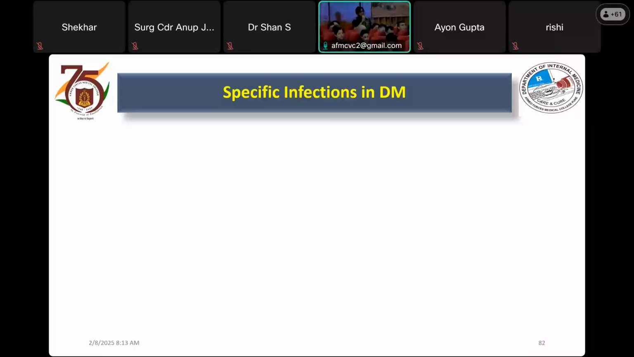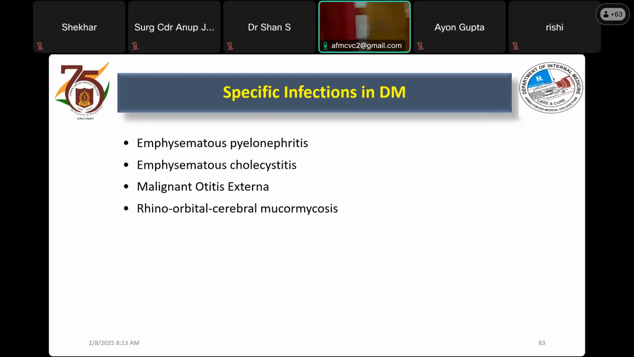Like furunculosis or folliculitis. They are also prone to oral candidiasis as well as esophageal candidiasis. And coming to the genitourinary tract, they are more prone to UTI as well as pyelonephritis, renal abscess, and systemic sepsis. So basically, as we said, any infections are common in diabetes, but the specific infections we're looking for are emphysematous pyelonephritis, emphysematous cholecystitis, malignant otitis externa, and, as we said, rhino-orbital-cerebral mucormycosis is very common. We have a good experience from the COVID era.